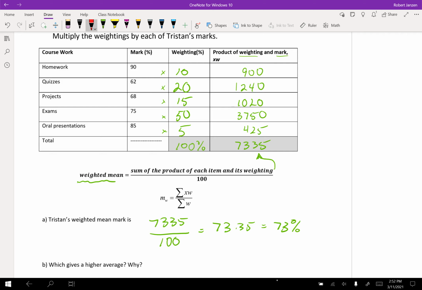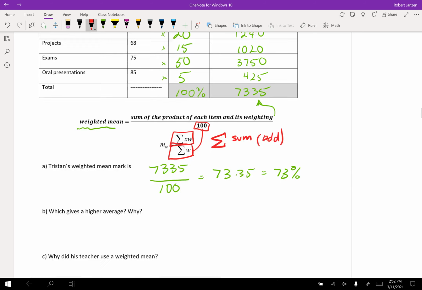Now, just back up a little bit. You see this fancy notation. This weird shape, this thing here means sum, and sum means adding. Okay, so all this says is add all of the weighted values, that's this over here, and then divide it by the total percent, the weighting percent, which should always be 100. Okay?